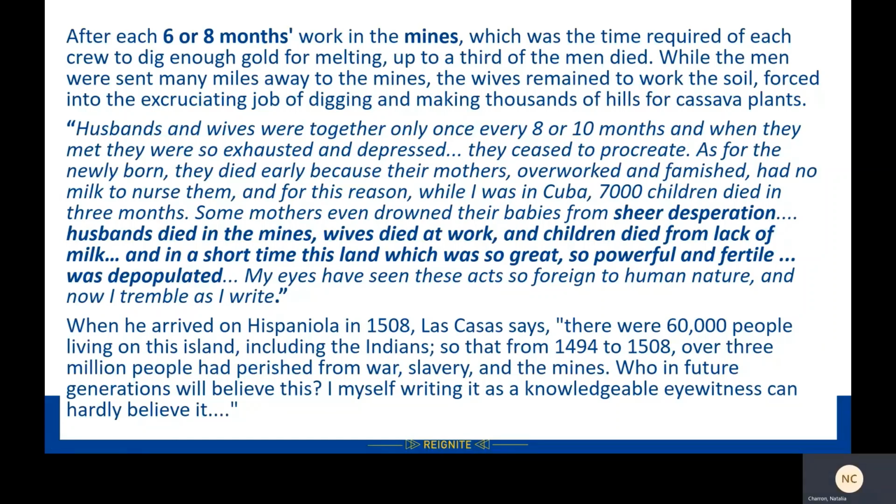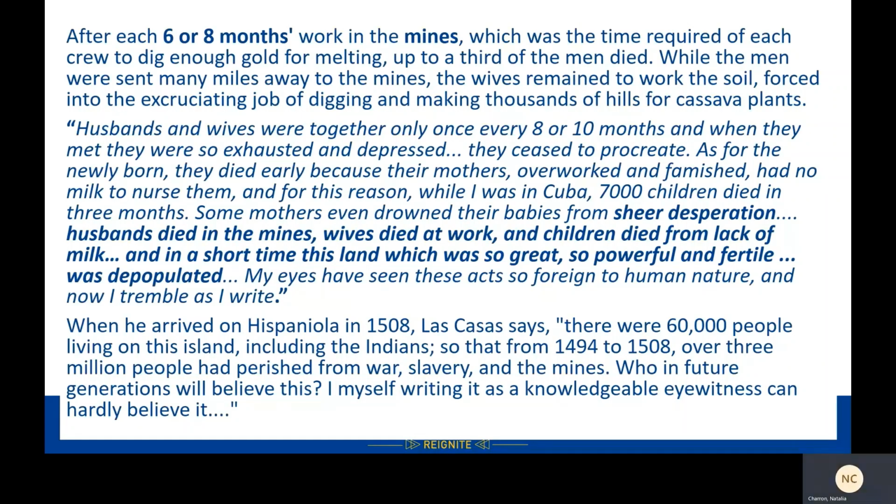As for the newly born, they died early because their mothers, overworked and famished, had no milk to nurse them, and for this reason, while I was in Cuba, 7,000 children died in 3 months. Some mothers even drowned their babies from sheer desperation. Husbands died in the mines, women died at work, and children died from lack of milk. And in a short time, this land, which was so great, so powerful, and so fertile, was depopulated. My eyes have seen these acts so foreign to human nature, and now I tremble as I write.